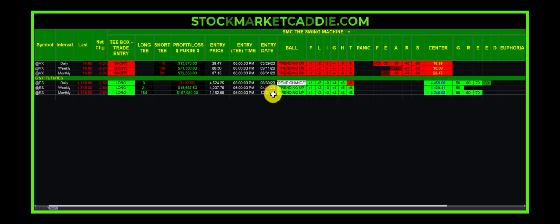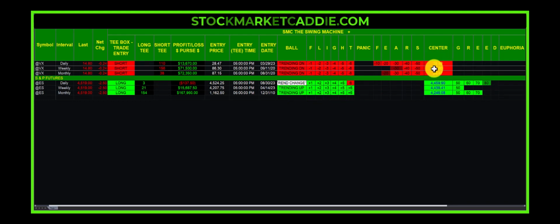Isn't that amazing? And yes, one futures contract short the VX, you'd be up 72 grand in 38 months, or one futures contract back here on 2010, one futures contract, 167 grand. Isn't that crazy? It's still long. The trend on the VIX on a monthly is down. The trend on the S&P is solidly up.